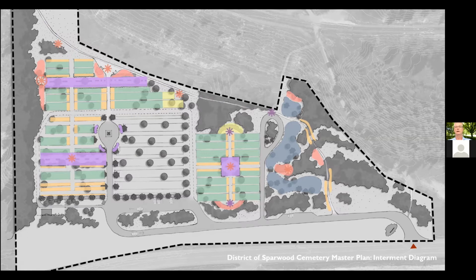Oftentimes there will be a similar layer that shows where the upright markers will be. So what we call the memorialization layer. Where will the flat markers be? Will there be a scattering garden? And one of the things you may notice in a plan like this is that the cremated remains interment options are thoroughly integrated with the site plan.